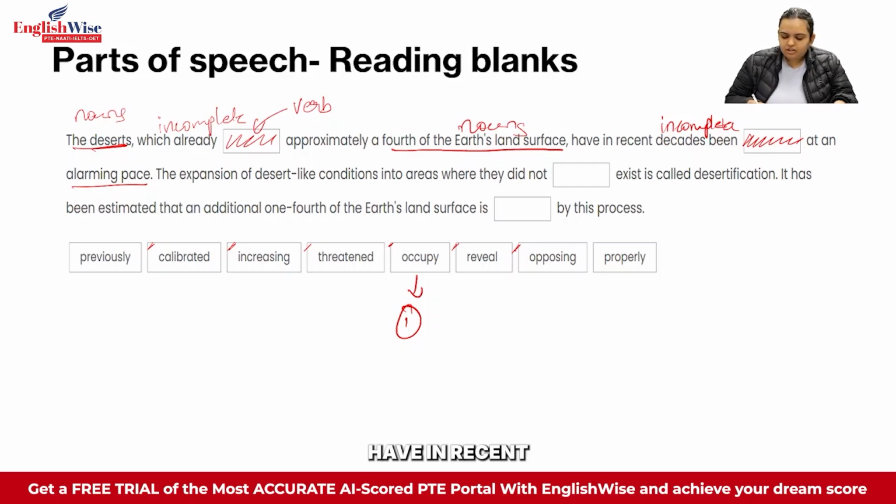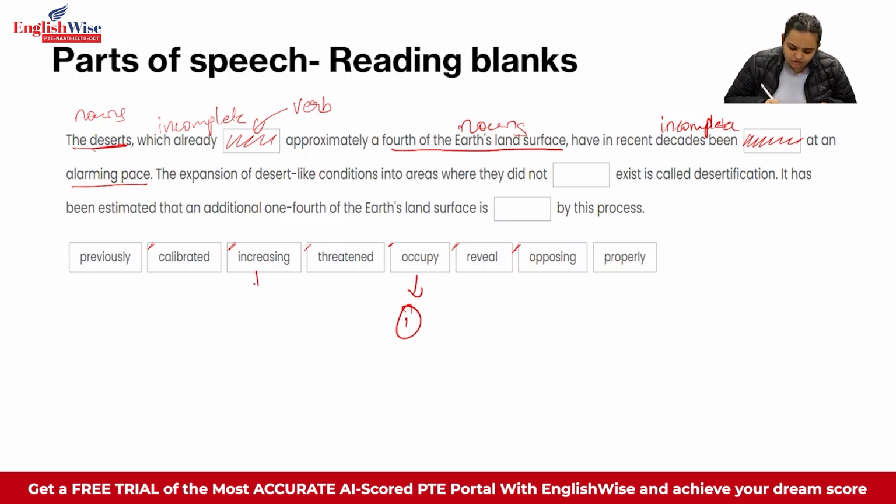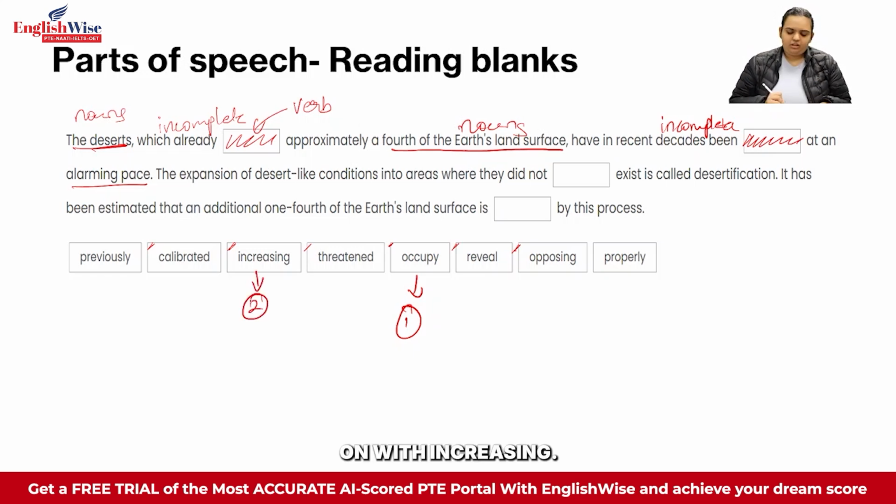Have in the recent decades been calibrated. Again, there is no calibration, there is no collaboration or any sort of those things going on over here. Threaten, the deserts won't really threaten anyone else. Reveal, they are not really opening up a surprise or something. Opposing, they are not even debating against someone. So the only logical answer left over here is increasing. So I will go on with increasing.